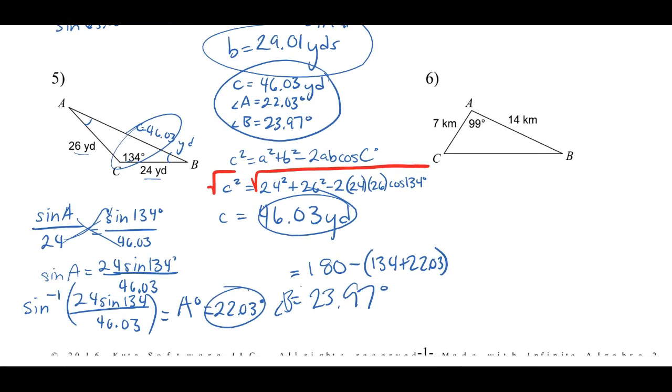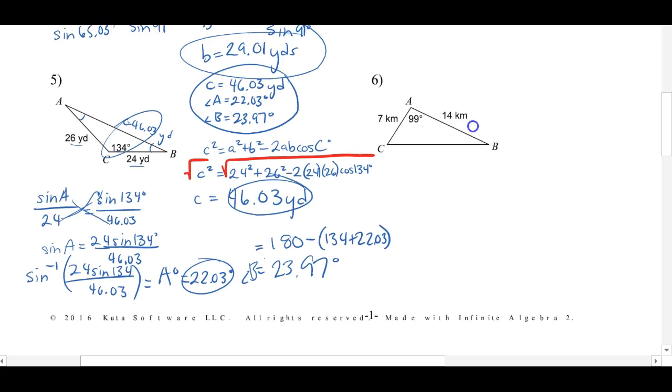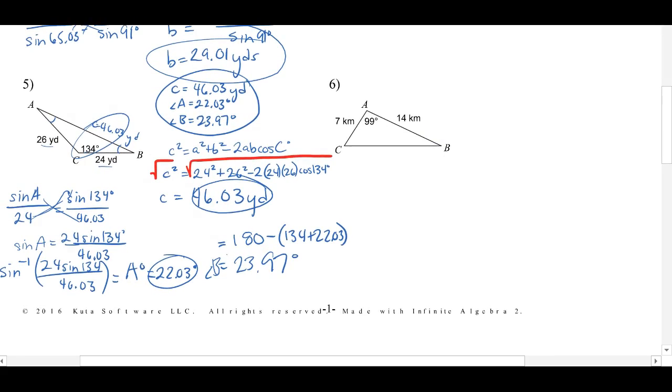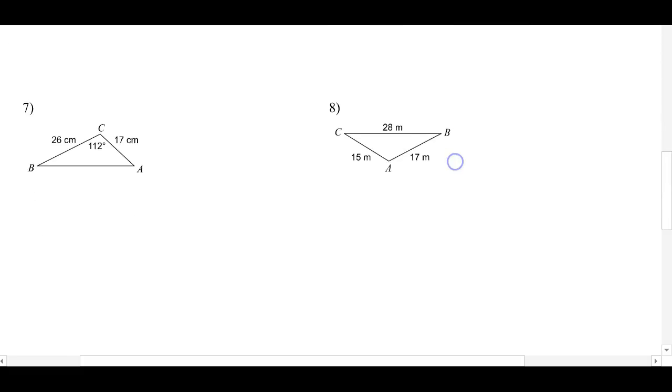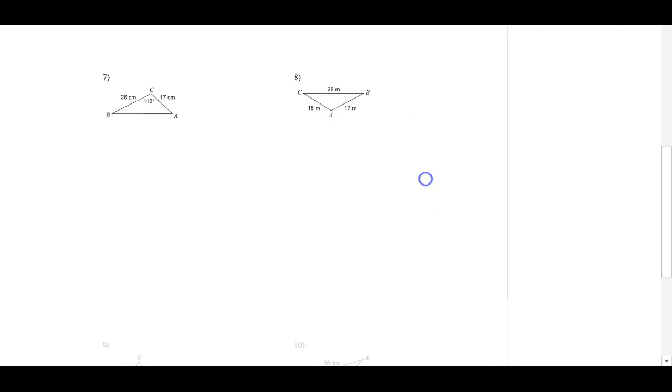Okay, and so the next triangle, you would solve that the exact same way. You'd solve that just like you did number 5. Okay, you set it up just the same way. You have to use the law of cosines and set that up, okay? Okay, let's go to the back page. Okay, number 7 is just like the last one we did as well. Okay, these last few are the ones that are a little different.